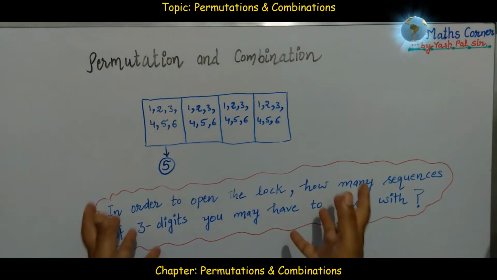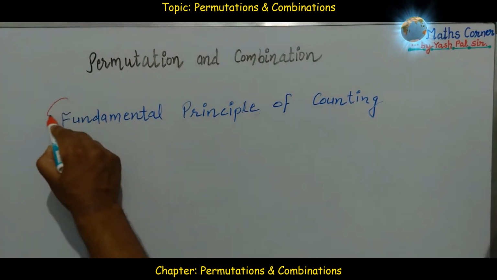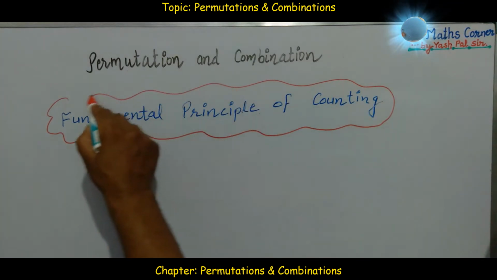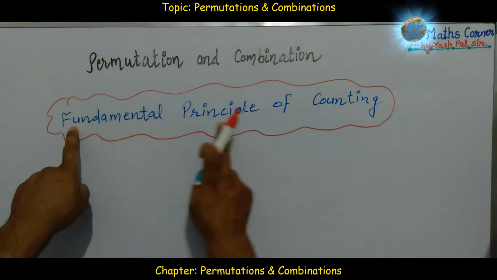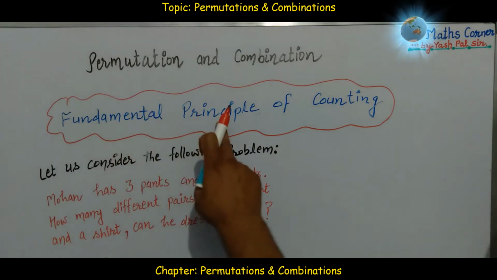Fundamental principle of counting. Now, what is this fundamental principle of counting? With one example, we shall try to know this principle. Let us consider the following problem. Mohan has 3 pants and 2 shirts. How many different pairs of a pant and a shirt can he dress up with? This is the problem to understand the fundamental principle of counting.